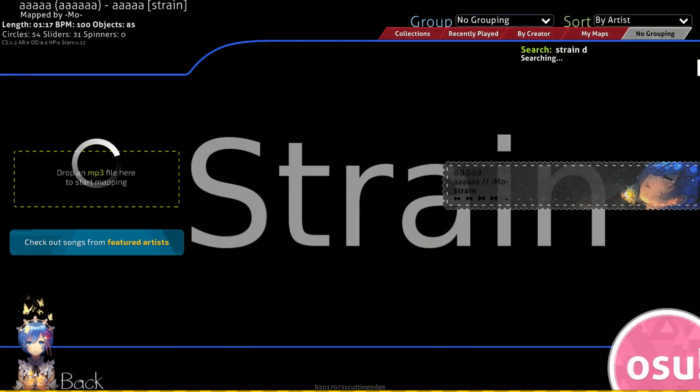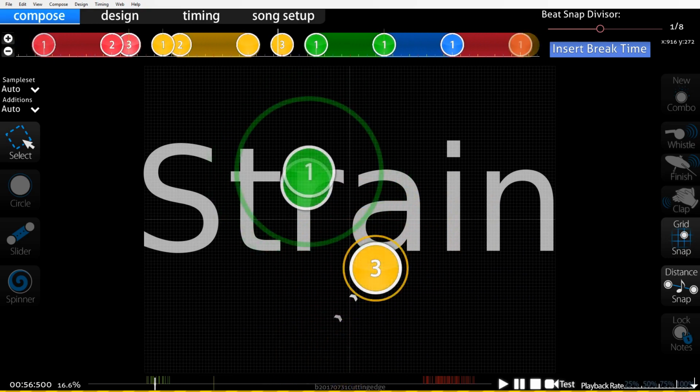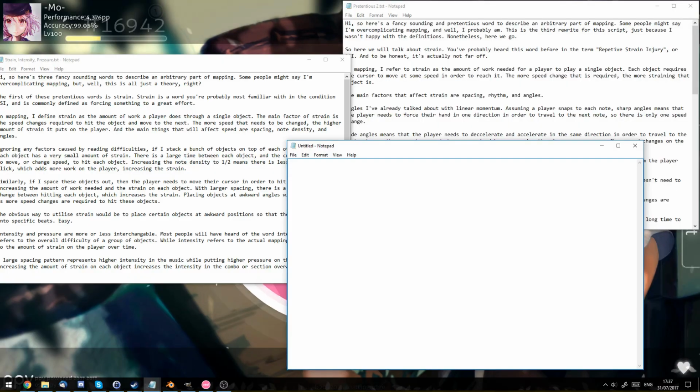Hi, so here's a fancy sounding and pretentious word to describe an arbitrary part of mapping. Some people might say I'm overcomplicating mapping, and, well, I probably am. This is the third time I've had to rewrite this script just because I haven't been happy with the definitions, but nonetheless, here we go. So here we will talk about strain.